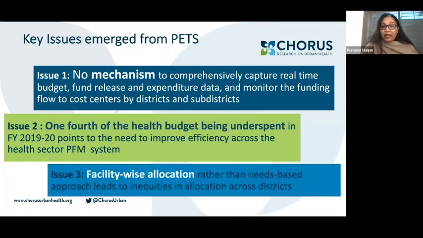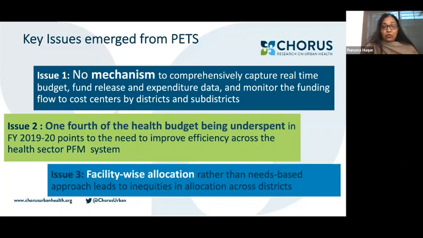So one quarter of the health budget being unspent that I mentioned is really something we need to consider, and facility-wise allocation rather than needs-based. This is a long-time discussion. I would like to acknowledge that Professor Tim Ensor, long back, I think in 2001, did a study in Bangladesh on the resource allocation process and the possibility of doing needs-based resource allocation. We still cite that. We have been discussing this for long.